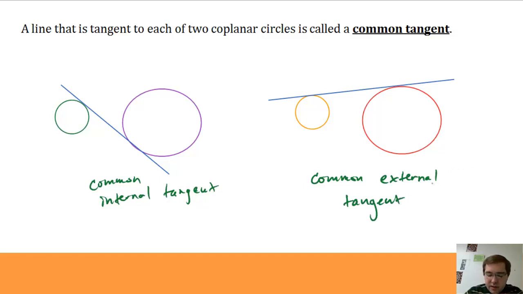You'll notice I've only drawn one common tangent for each of these. There's actually a second one. On the line on the right, I could start down and go up. In the picture on the right, I could go below the circles and have another line of tangency. It's not a very good line, but I just free drew it.